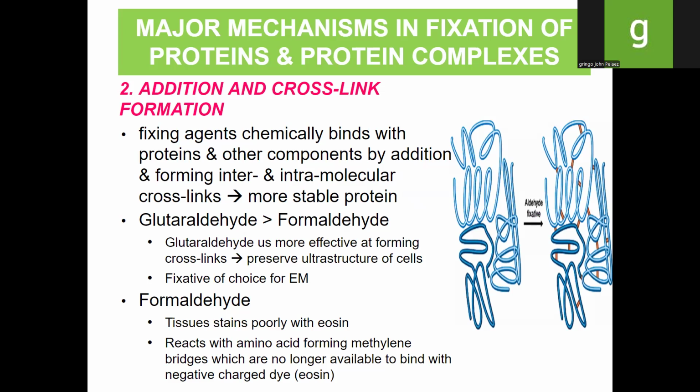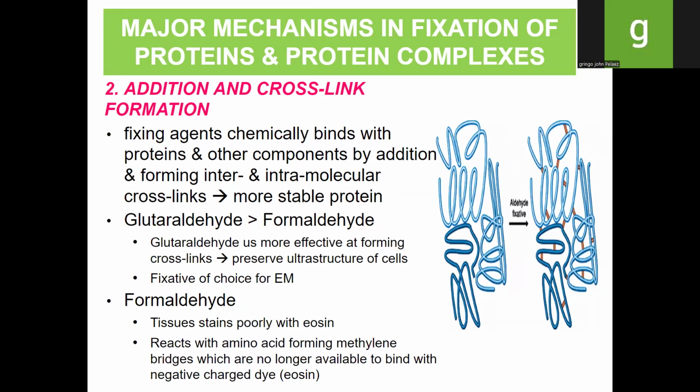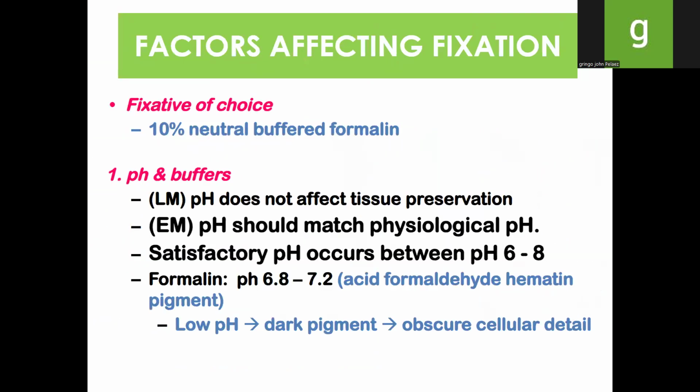Your formaldehyde basically would stain poorly with eosin because they react with amino acids forming methylene bridges, which basically renders them unable to bind with a negatively charged dye, as for example your eosin. Usually the fixative of choice, the most common, is a 10% neutral buffered formalin.